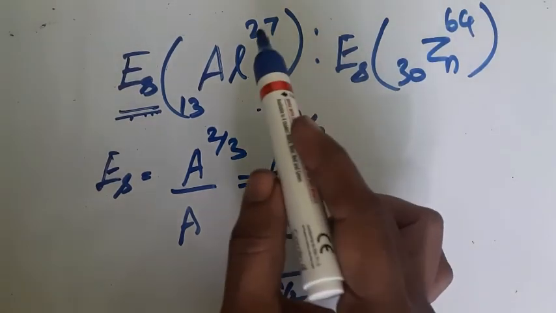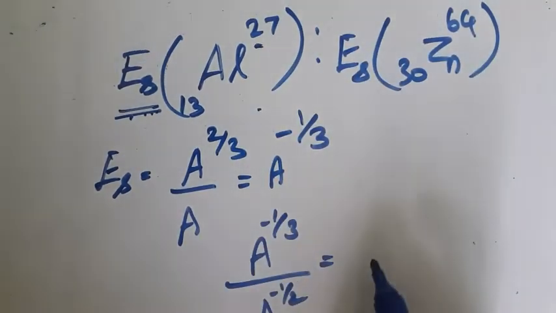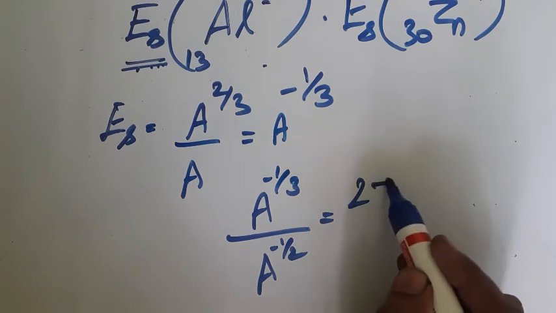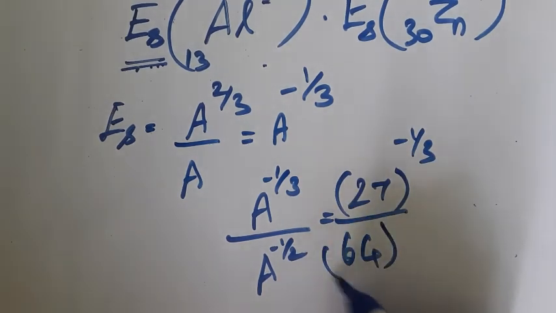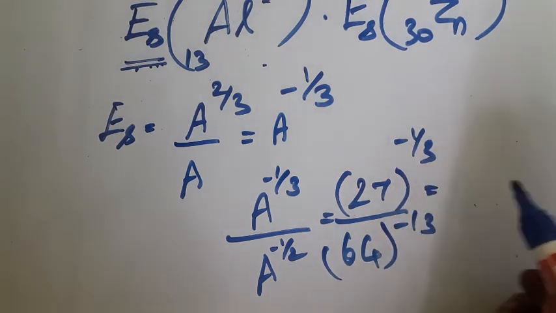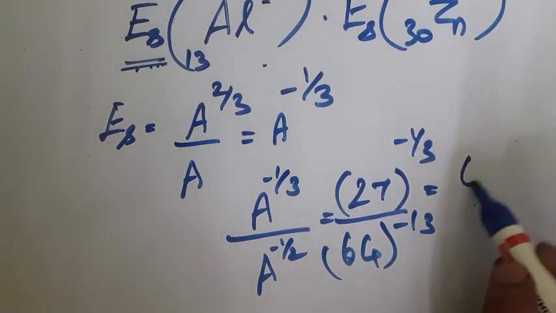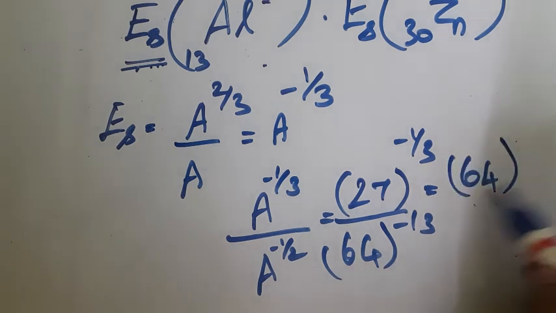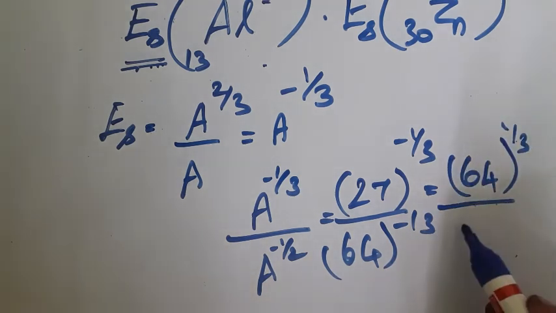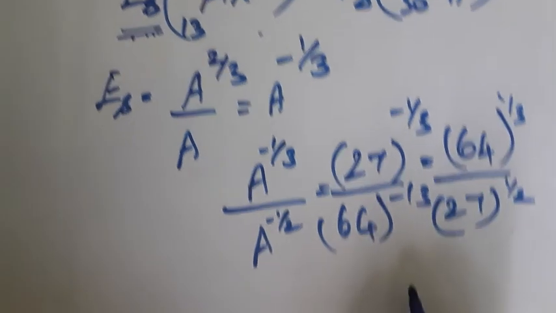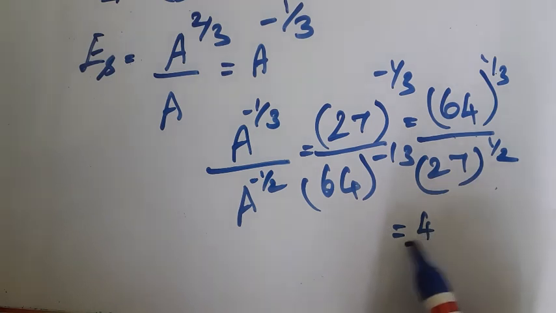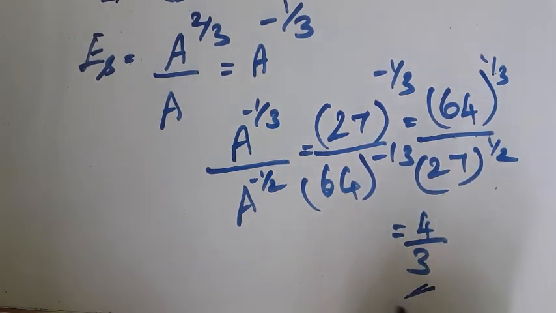For aluminium, A is 27 and for zinc it is 64. So 27 to the power of minus 1 by 3 and 64 to the power of minus 1 by 3. Since it is minus 1 by 3, let me bring it to the numerator. So 64 power 1 by 3 over 27 power 1 by 3 will be 4 is to 3. This is the ratio of the surface energy of aluminium to zinc.